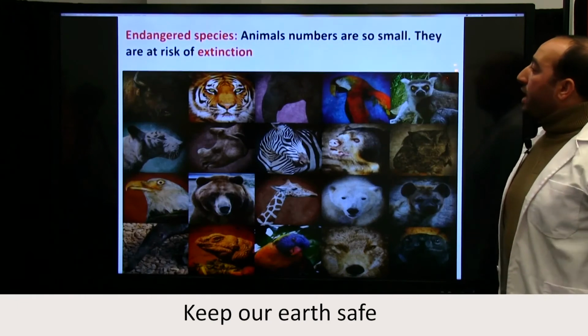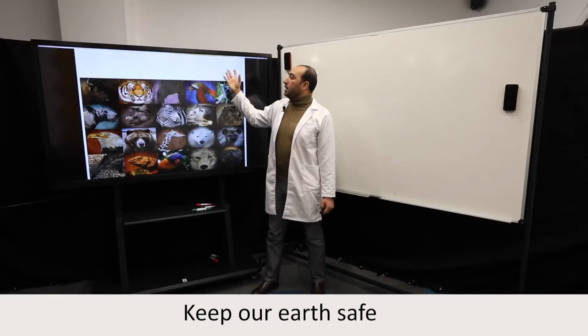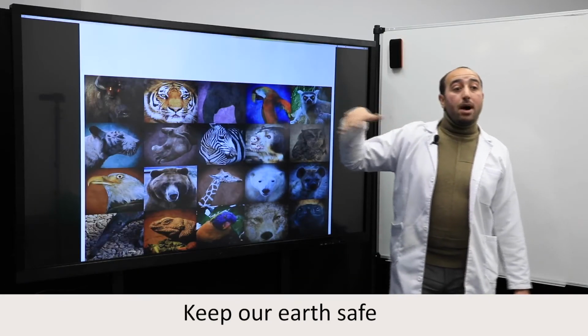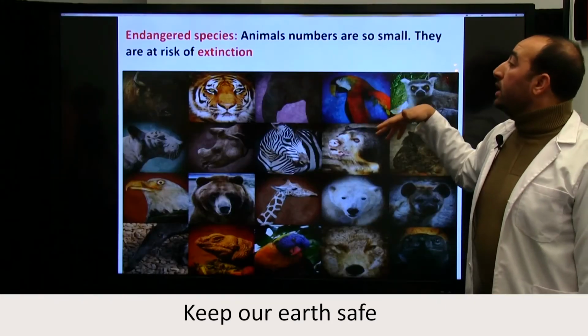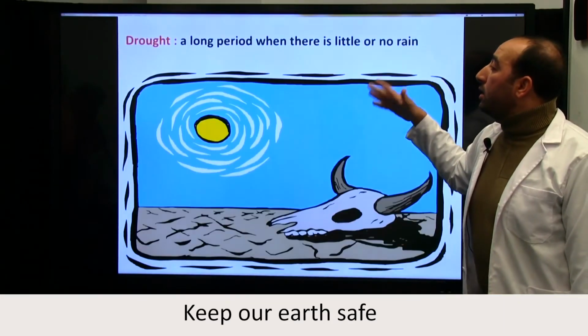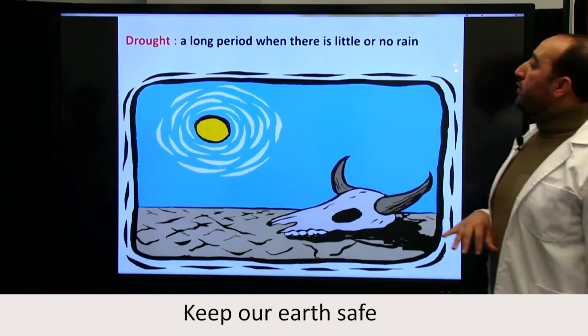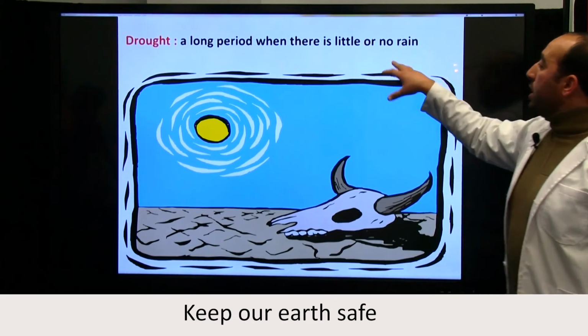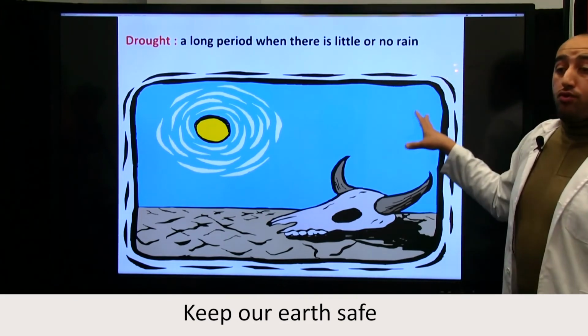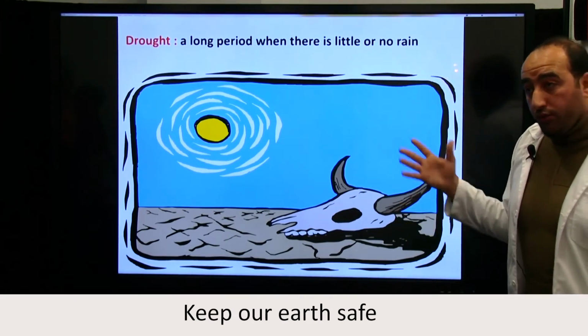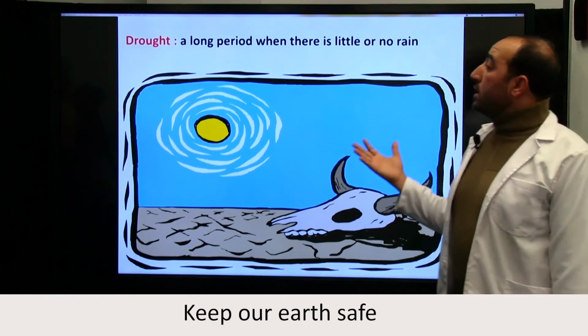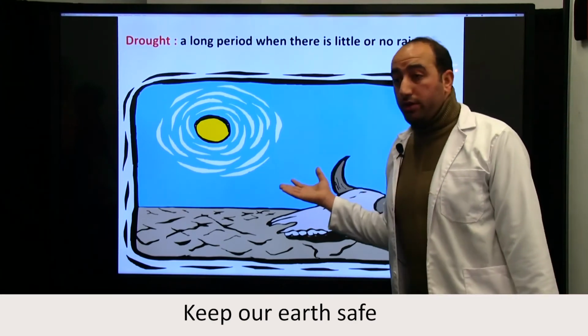The third effect: endangered species, or animals that are about to become extinct because they are endangered. Now we move to the other consequence. Drought is a long period when there is little or no rain. There is the absence of rain, or what we call a shortage of rain.